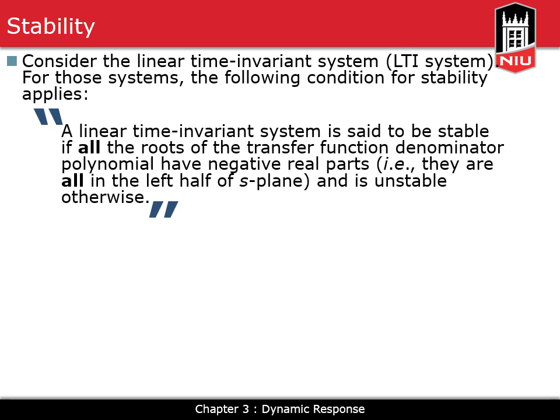So first let's see a definition of stability. A linear time invariant system is said to be stable if all the roots of the transfer function denominator, which are poles, have negative real parts. Basically, we can say all the poles are in the left half plane. If that is satisfied, then our system would be stable.